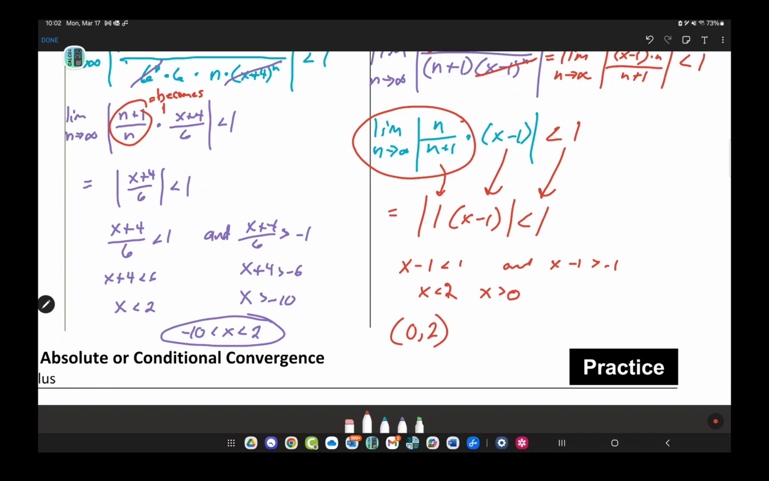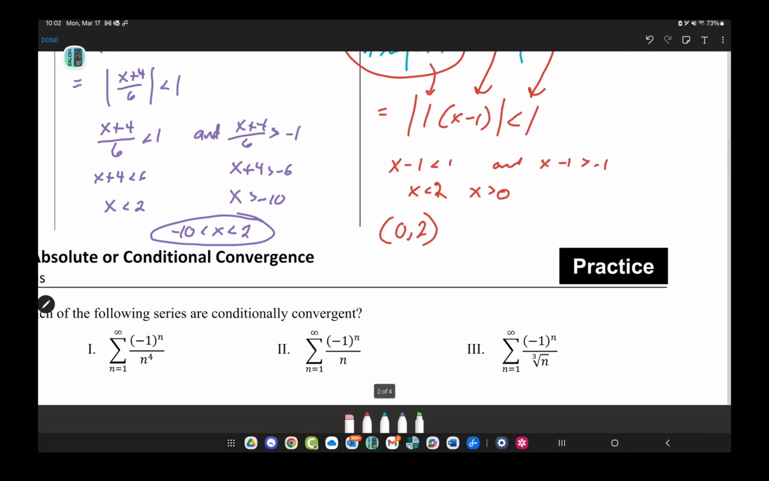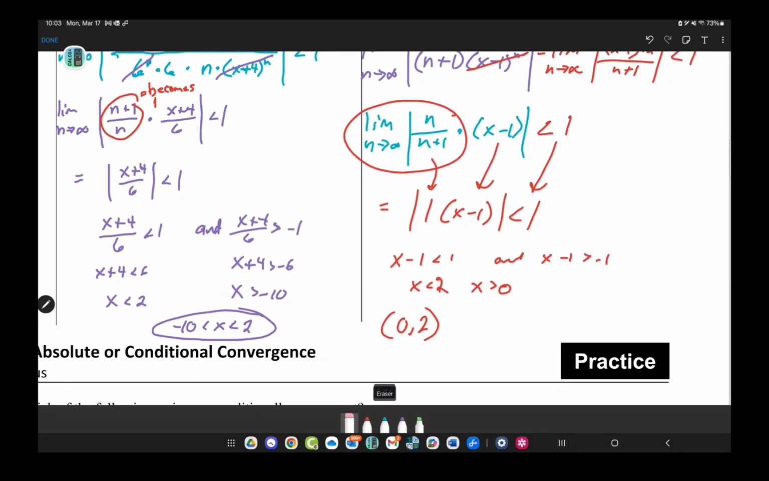Now I'm going to ask you a question. When does this converge conditionally? When the absolute value of a of n diverges, but the original series converges.